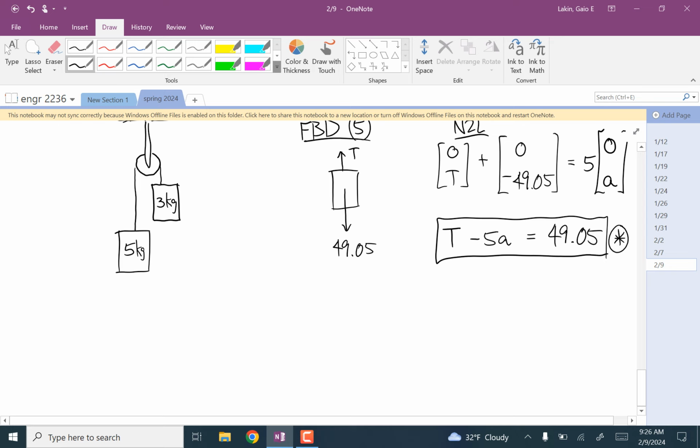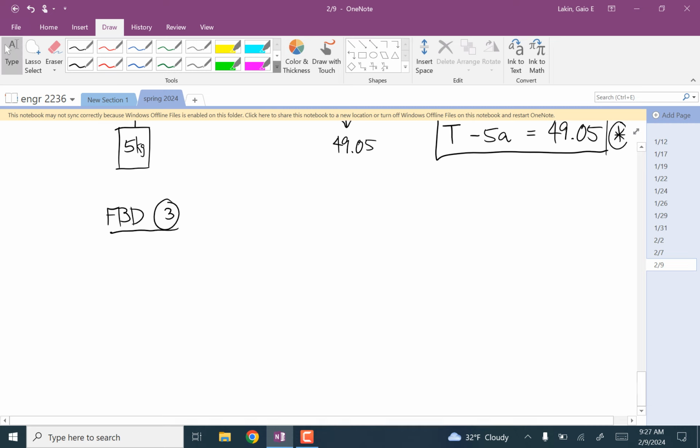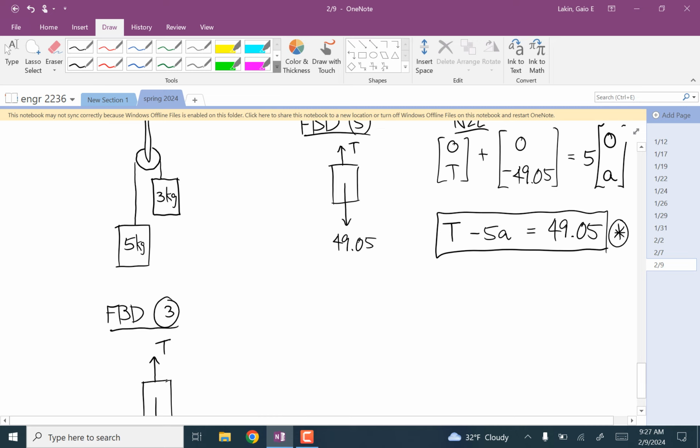And then we'll go to the 3 kilogram. So free body diagram of the 3. There's a downward force of 3 times 9.81, so that's 29.43 newtons. There's a pulling force from the cable. It's parallel to the cable, away from the body. And it's the same cable as the other one, so it has to have a magnitude of force T, because that's what the other one had.